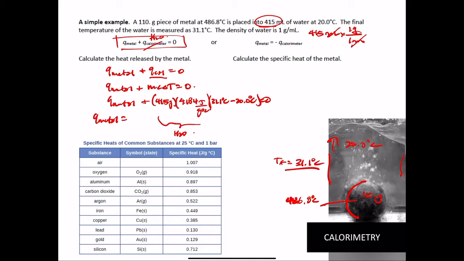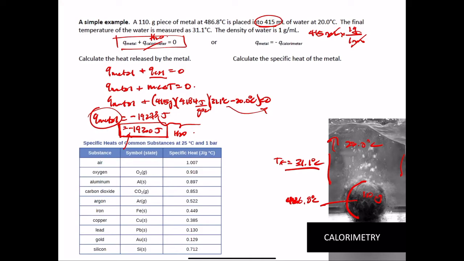So 415 times 4.184 times 11.1, right? Equals 19,273. But I need to subtract it across, so I'm going to get the negative of that. Negative 19,273 joules. If we wanted to care about sig figs, we should probably go to something like negative 19,300 joules. That is the heat that's released by the metal. And we expect that to be exothermic, and it is.